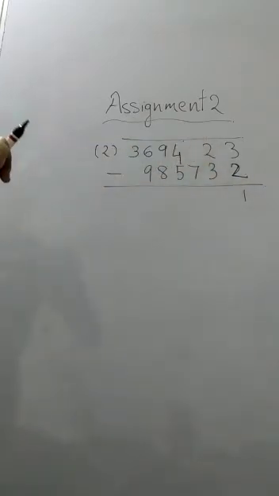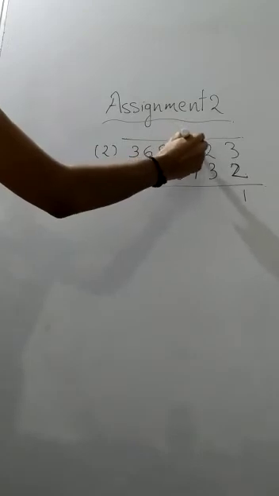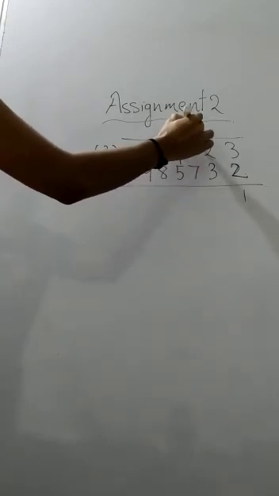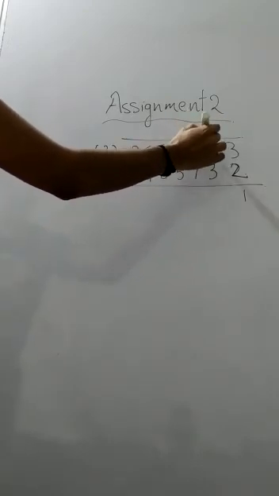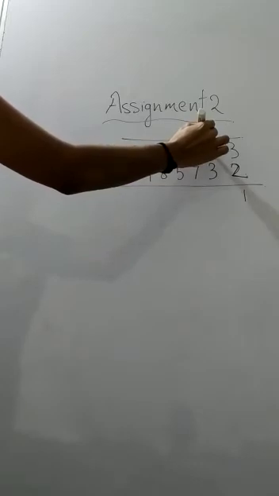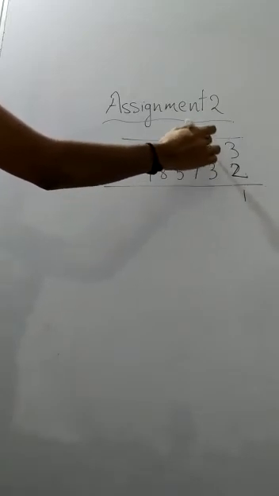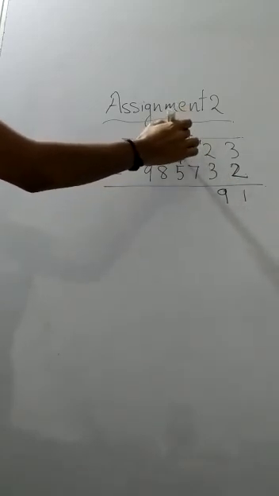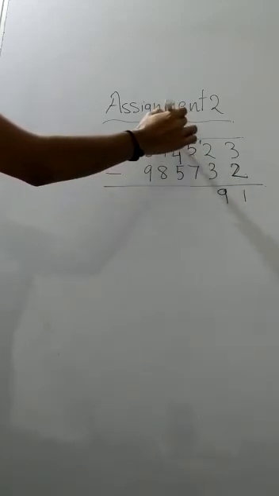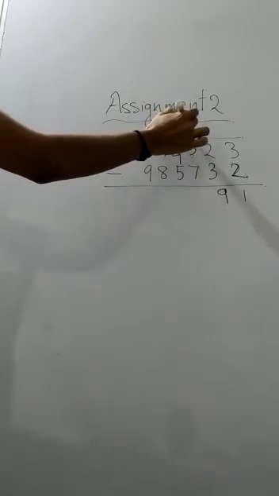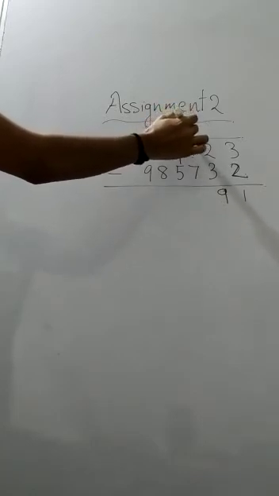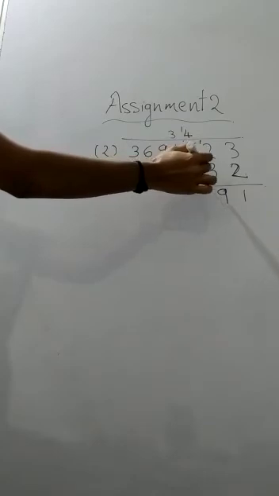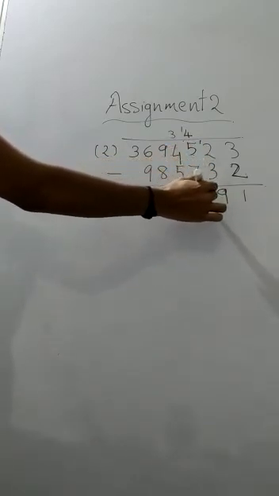This is 5, so you will borrow 1 from here, so this will turn into 4. So this will turn into 12. 12 minus 3 will give you 9. And this 4, again you have to borrow 1 from here. So this will become 3. And when you borrow 1, this becomes 14. So 14 minus 7 will give you 7.